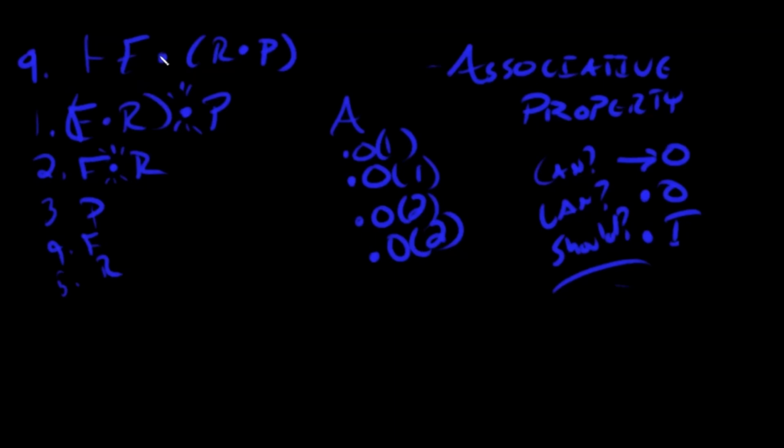Well, I want to get F dot R and P. Now look, I already have the F, and I actually got R and P separately. So what I'm going to do is build them together first, and then I'm going to adjoin this. So watch this. I'm going to go line 6.